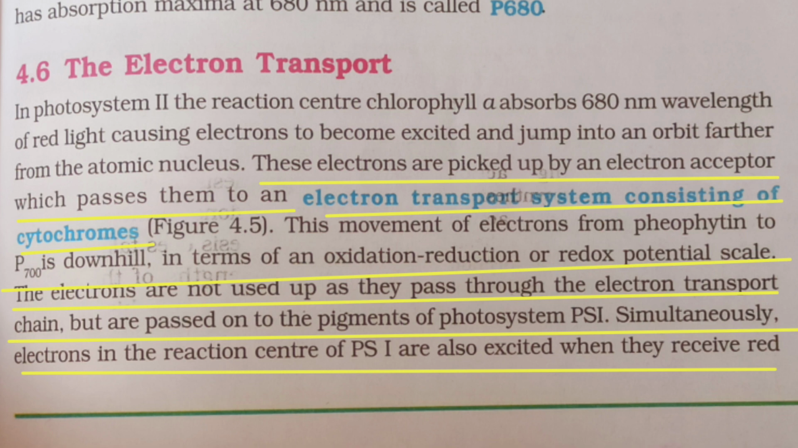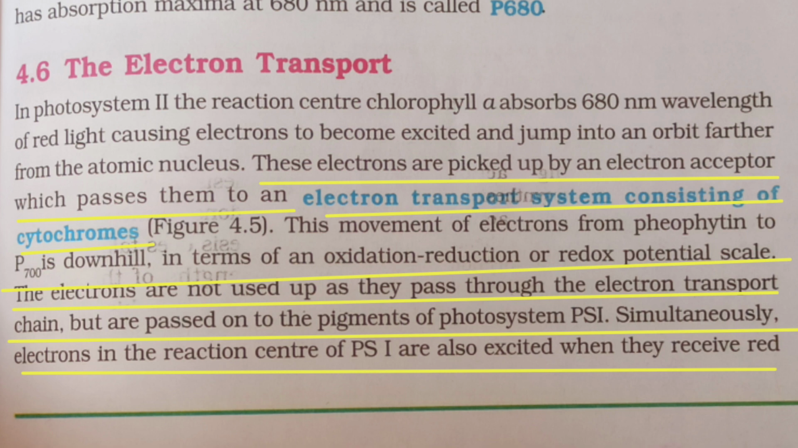This movement of electrons from pheophytin to P700 is downhill in terms of an oxidation reduction or redox potential scale. The electrons are not used up as they pass through the electron transport chain, but are passed on to the pigments of photosystem 1.